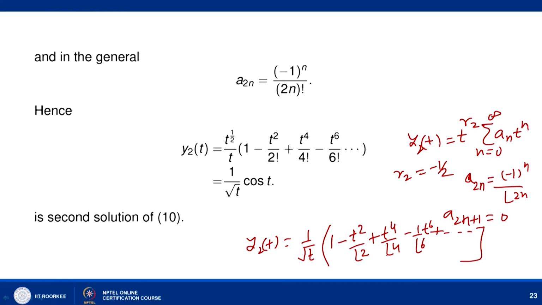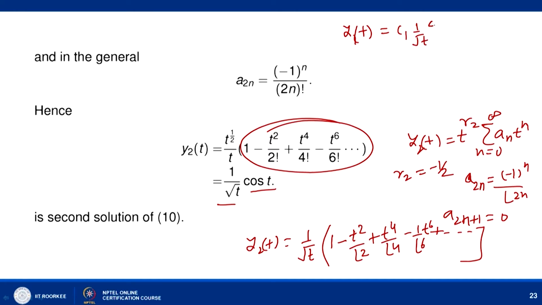So this is 1 upon root t, and in the bracket it is this series. This is the formula of cos of t. So y2(t) is written as 1 upon root t cos of t, and this is our second solution of Bessel's equation of order half. We can write down the general solution y(t) as c1 1 upon root t sin t, plus c2 1 upon root t cos of t. So this is our general solution of Bessel's equation of order half.